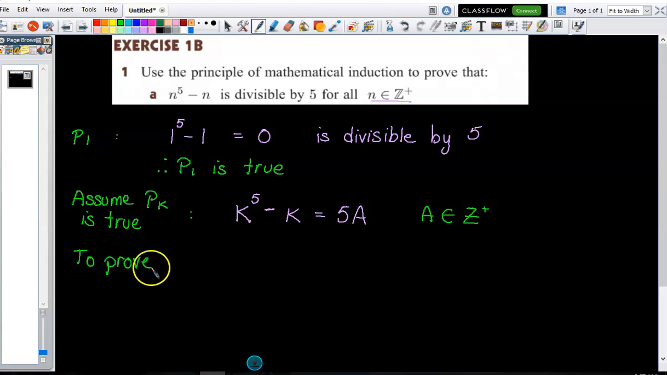To prove PK plus 1 is true. Oh, why did we choose this one? So therefore, we're going to go K. Yes, hit the wrong one.